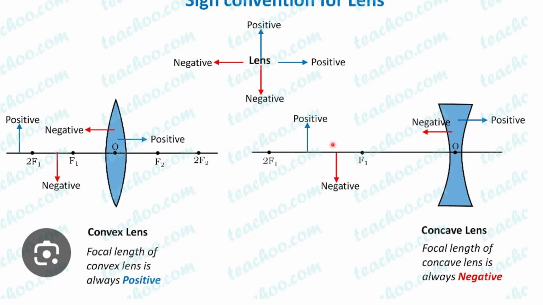Likewise, in the lenses, it is just the same. Any measurements towards the positive x-axis and positive y-axis will be positive, and any measurements towards the negative y-axis and the negative x-axis will be negative. And remember, the focal length of the concave lens is always negative and the convex lens is always positive. Here the focal length is coming on this side, so it is positive, and here f is towards this side, so it is negative.